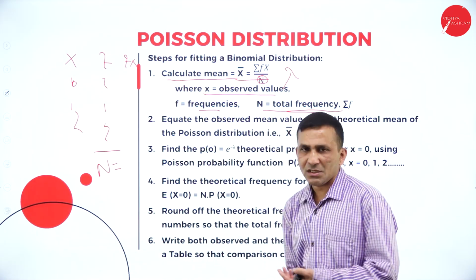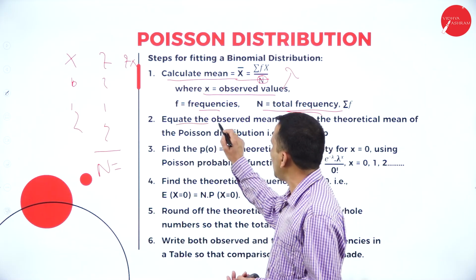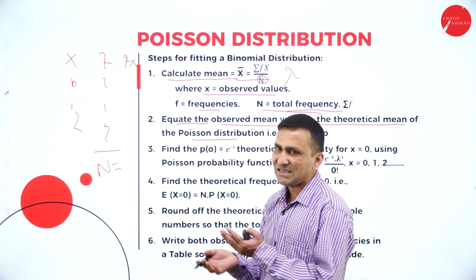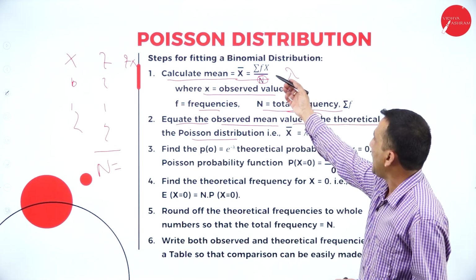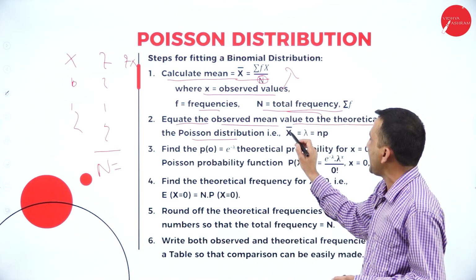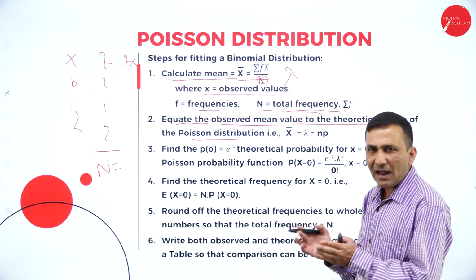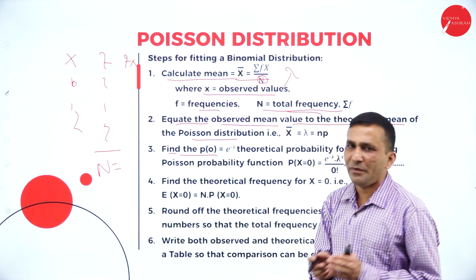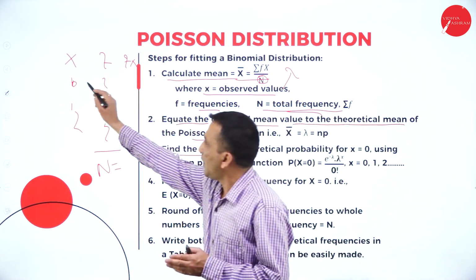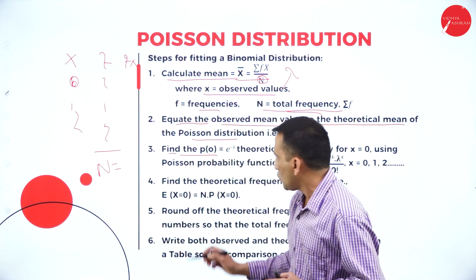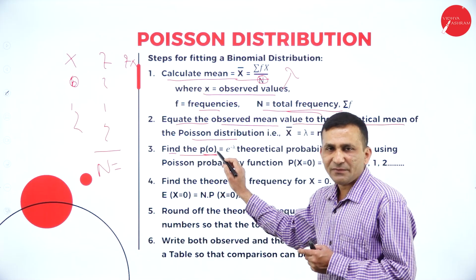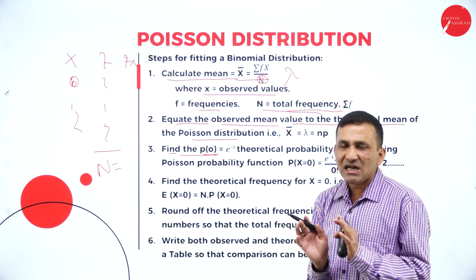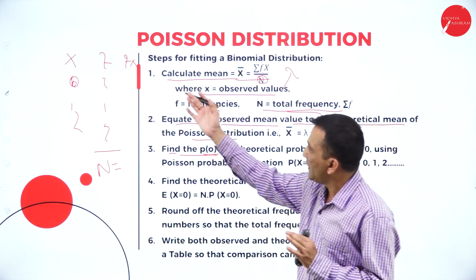Going to the next step, equate the observation mean value to the theoretical mean of the Poisson distribution, which is nothing but your x bar. After simplifying, we get the x bar value, which is lambda or np. Moving to the third step, find p of 0, because the x observation value starts from 0. So we go for the mass function: probability of p of 0 is e to the power of minus lambda, which is a constant value for all the x values.